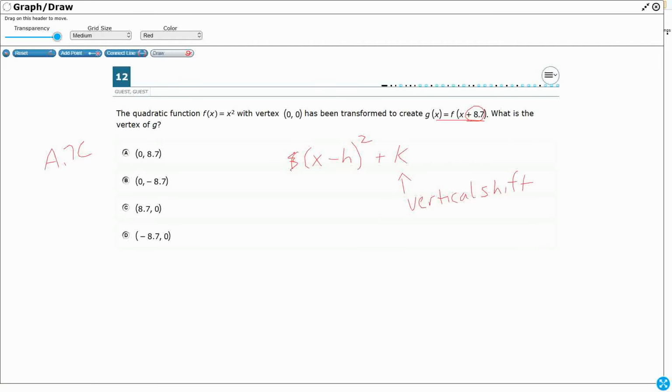And then this h happens within, before the x gets squared. This is a horizontal shift. Now this is just a rule that you need to memorize, but you will see this with quadratics, you will see this with absolute value functions, you will see this with radicals. This right here is something you'll see all the way through Algebra 2 and Calculus.